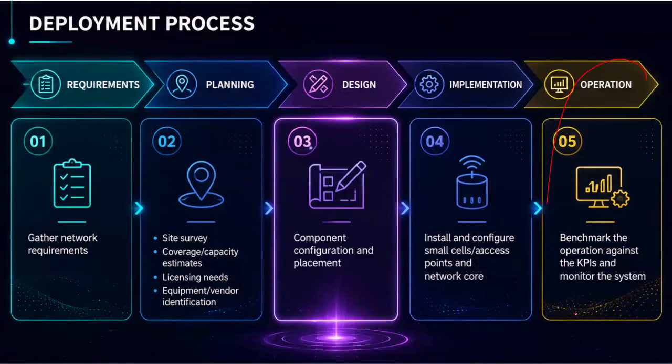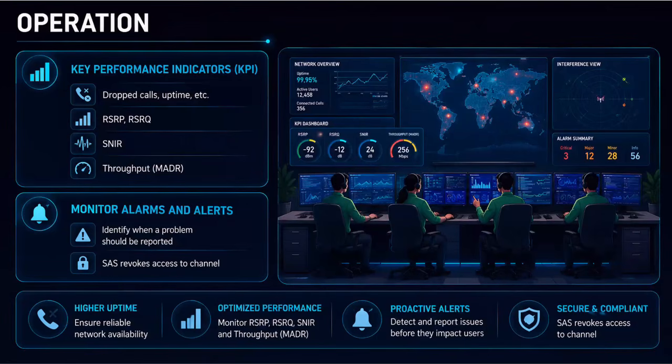And then we have the operation. So once the network has been installed, tested, optimized, and accepted, we move into the final phase, which is operation. So the network is now live, but our work doesn't stop here. During the operation, the main objective is to make sure that the private 5G network continues to provide the coverage, capacity, reliability, and the performance that we originally designed it for.